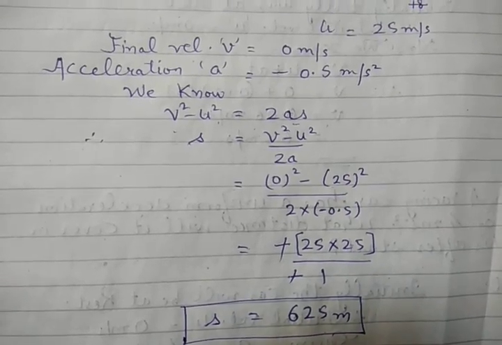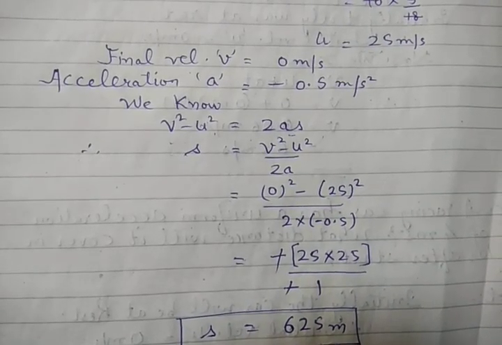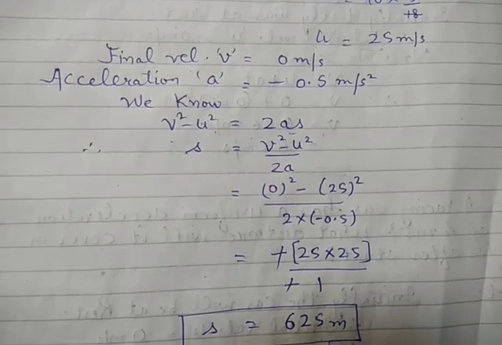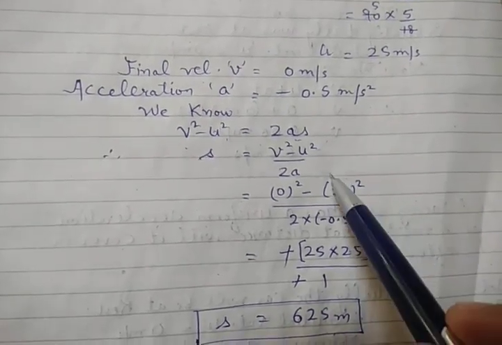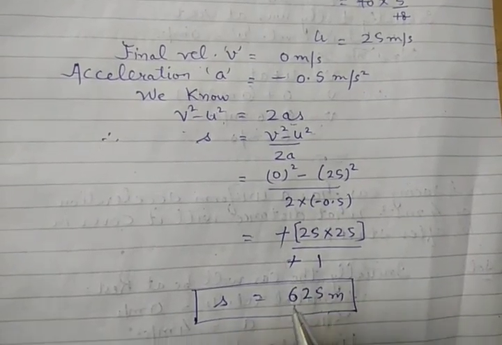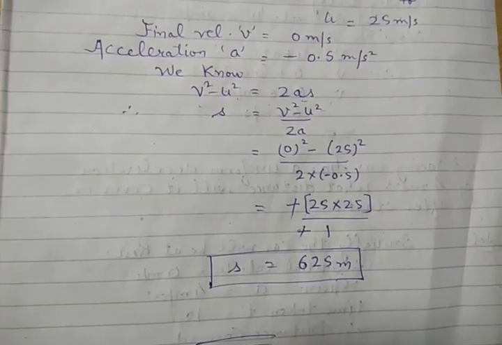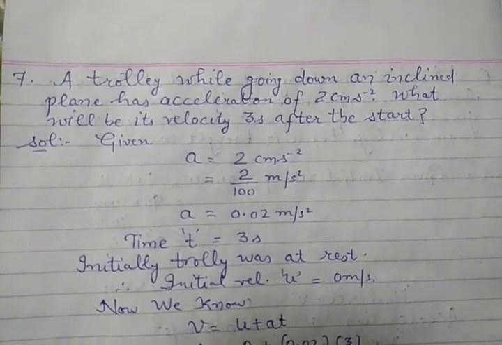So put the value of v is 0, u is 25, and 2, and acceleration is minus 0.5. So 25 into 25, and 2 into 0.5 is 1, minus minus get cancelled out. So 25 into 25 is 625 meters. So this will be the distance traveled. Now next question is there.